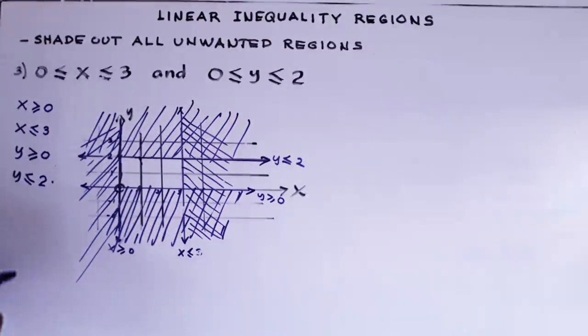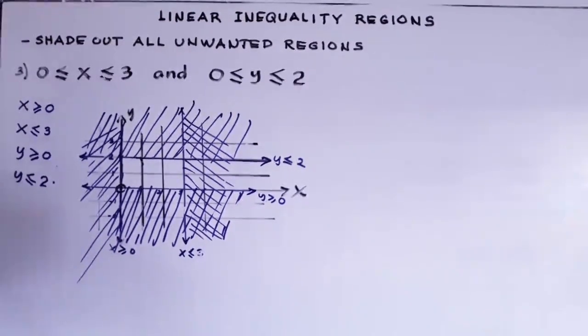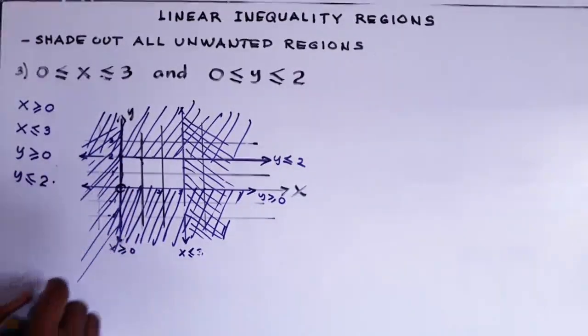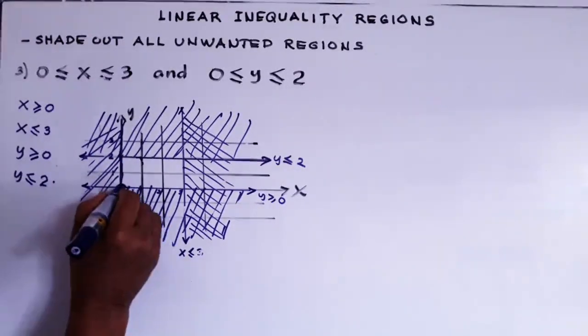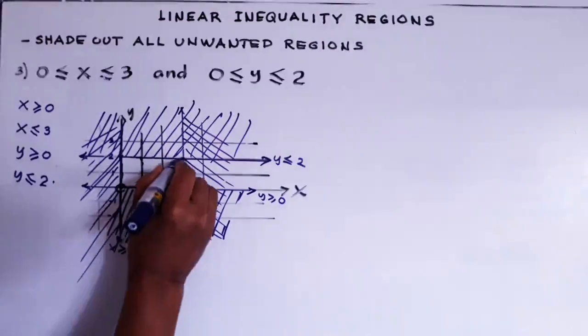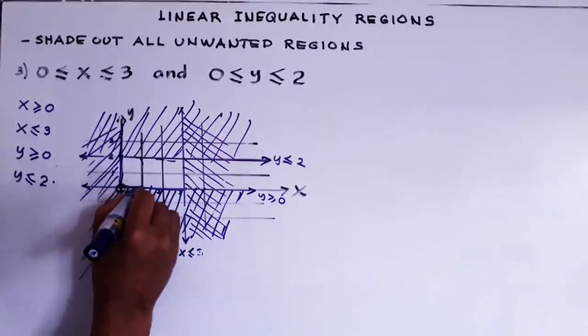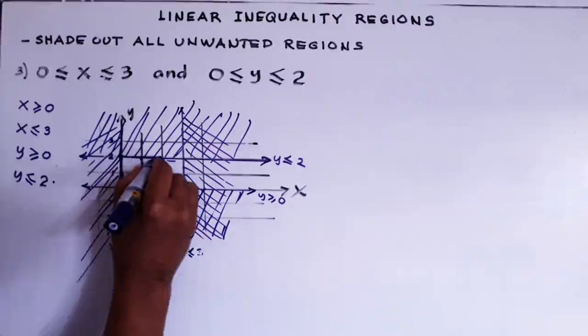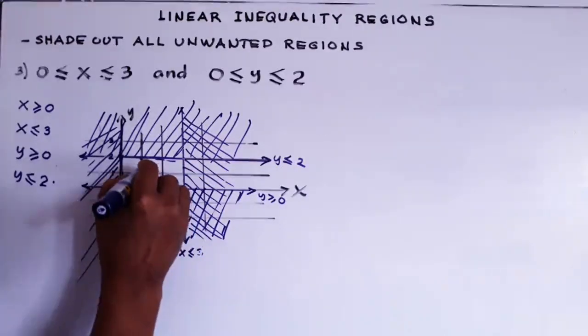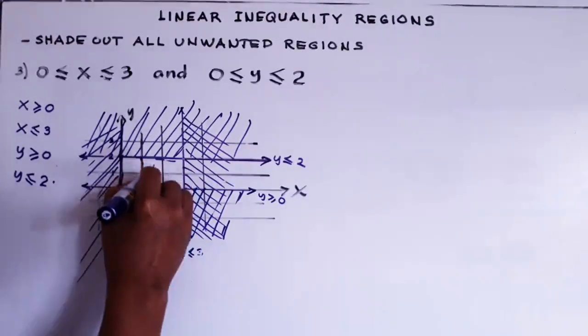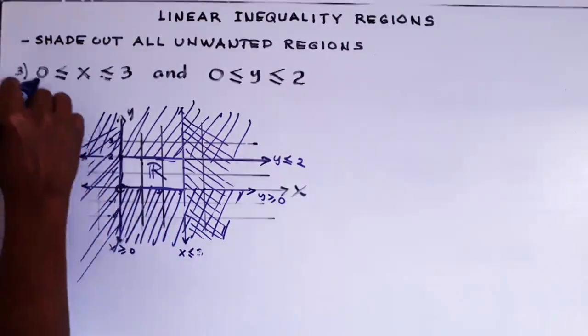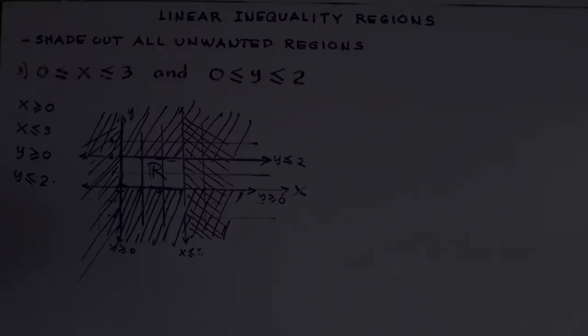So can you see now? That's why we are shading the unwanted, so we can see clearly where the region is. The region of all real numbers. So we can see this box here. This is a clear one. You're all inside this rectangular box here. And this is the region. All real numbers here are the values for these inequalities.